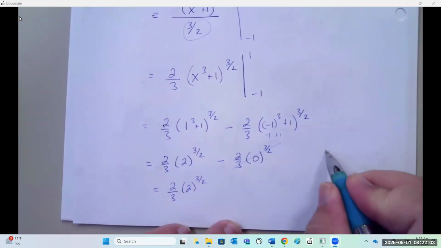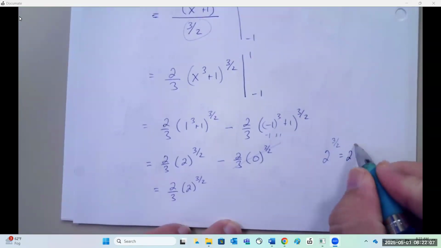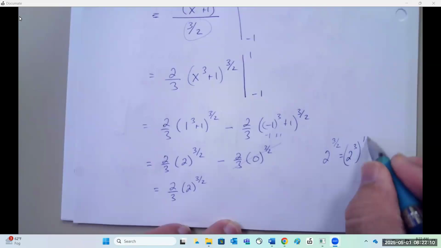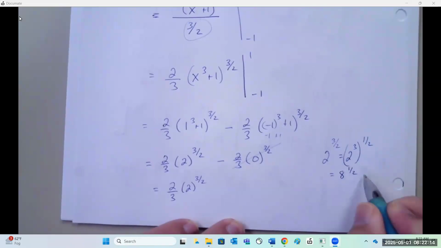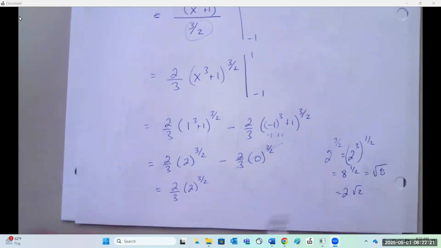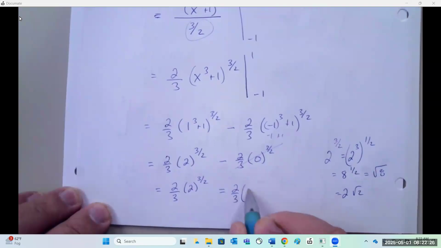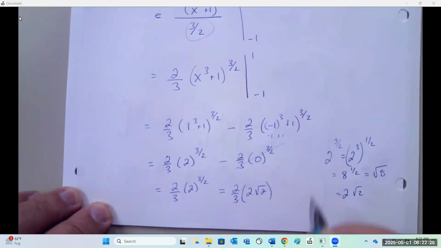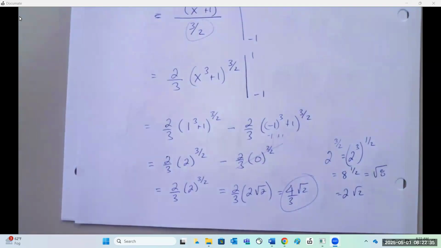So again, 2 to the power 3 halves is the same thing as 2 to the power 3 to the power 1/2. So it's 8 to the power 1/2, which is the same thing as square root of 8, which is 2 square root of 2. Which is equal to 4 over 3 square root of 2, which is the same thing we got last time.